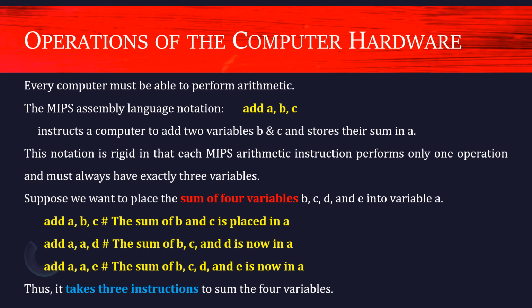Suppose you want to add four variables which are in B, C, D and E, and we need to store the result into variable A. The MIPS code required for doing that is, first, add A, B, C. That means we are adding the variables in B and C and the result is stored in A. Then to that we are adding the variable D. So add A, A, D means the sum of B, C and D is now in A. To that result we are adding E. So the instruction add A, A, E means the sum of B, C, D and E is now in the variable A. Thus, it takes three instructions to add the four variables which are stored in B, C, D and E.